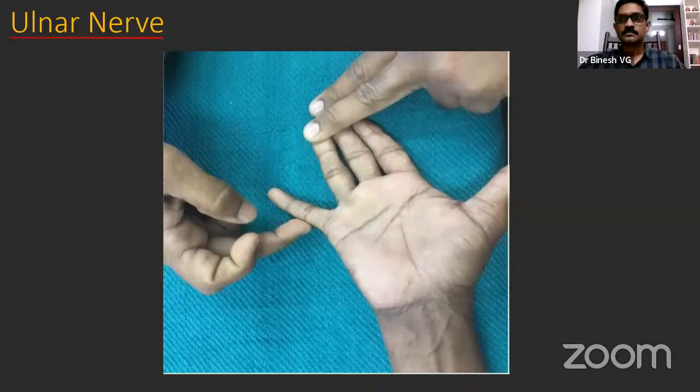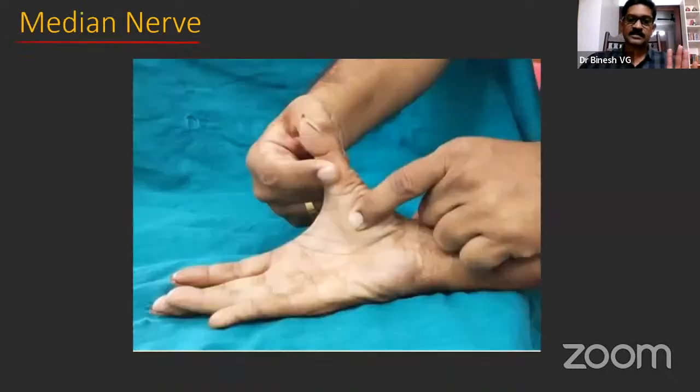Next is on the hand. On the hand, which are the nerves? They are the ulnar, median, and radial nerves. For testing the ulnar nerve, only one function we are going to assess. That is, ask the patient to abduct the little finger and apply pressure at the base of the finger. That test is enough.